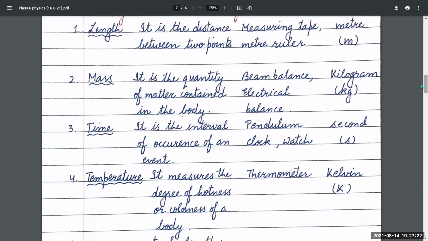Then comes the time. Time is the interval of occurrence of an event, and you can measure it with the help of pendulum clock or a watch. Its SI unit is second. And the last physical quantity is temperature. Temperature measures the degree of hotness or coldness of a body. You can measure it with the help of a thermometer, and its SI unit is Kelvin.